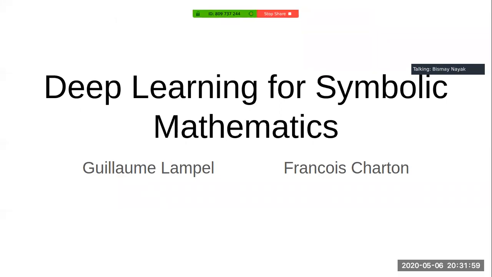So hi, I am Bismay, and for today's reading group session, I'll be presenting a paper. The paper in question here is Deep Learning for Symbolic Mathematics. This paper was published last year around, I think, November or December. The authors of this paper are Guillaume Lample and Francois Charton. Both of them are researchers at Facebook AI.